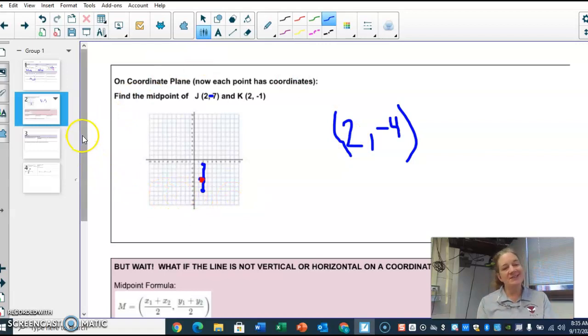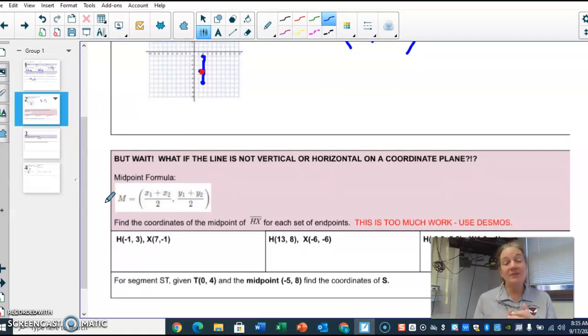So I know you guys are dying to know, but wait! What if the line isn't vertical or horizontal on a coordinate plane, right? It's got a slope to it, more than the slope of 0. It's got an actual slope of like 1/3 or 2/7 or 5. Oh man, I quit. No, don't quit. Don't even panic.